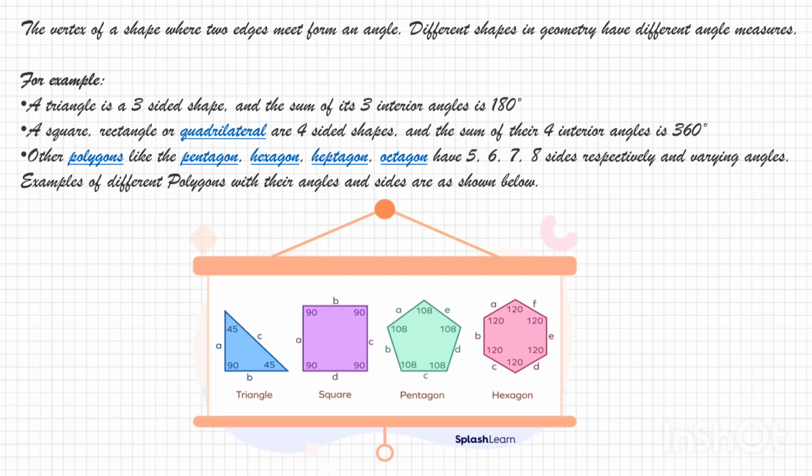Other polygons like the pentagon, hexagon, heptagon, octagon have 5, 6, 7, and 8 sides respectively and varying angles. Examples of different polygons with their angles and sides are shown below: triangle, square, pentagon, and hexagon.